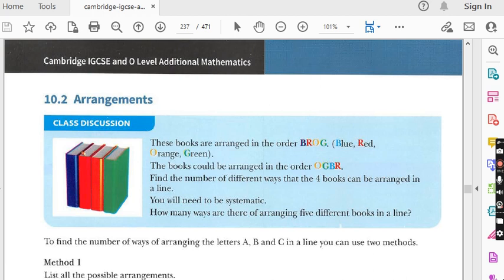Arrangements. Students, I am reading this class discussion topic. These books are arranged in the order BROG: blue, red, orange, green. The books could be arranged in the order OGBR. Find the number of different ways that the 4 books can be arranged in a line. So there are so many ways to arrange. What is the method? You can see.